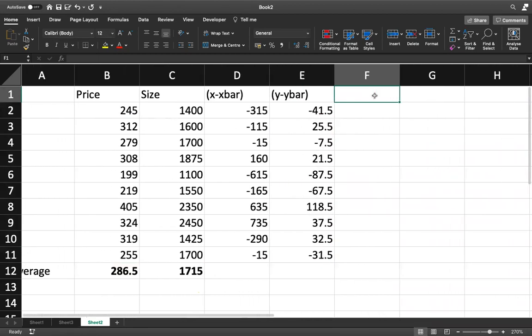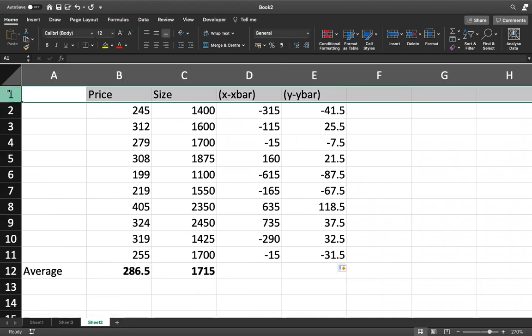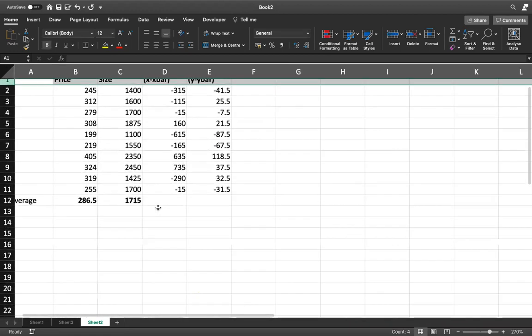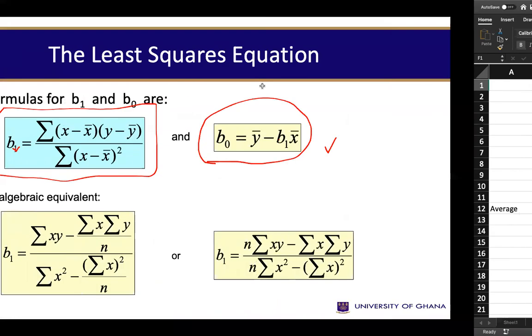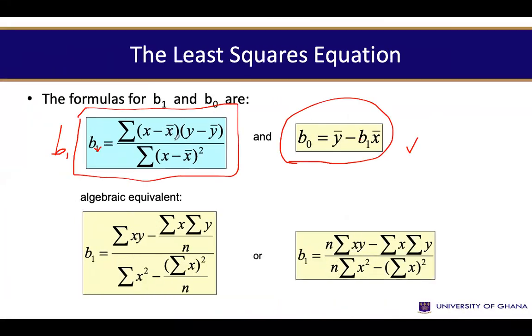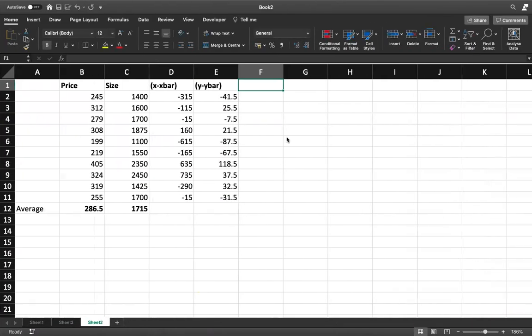Then of course we would also find the product, because the relation says X minus X bar times Y minus Y bar. So we have X minus X bar times Y minus Y bar.